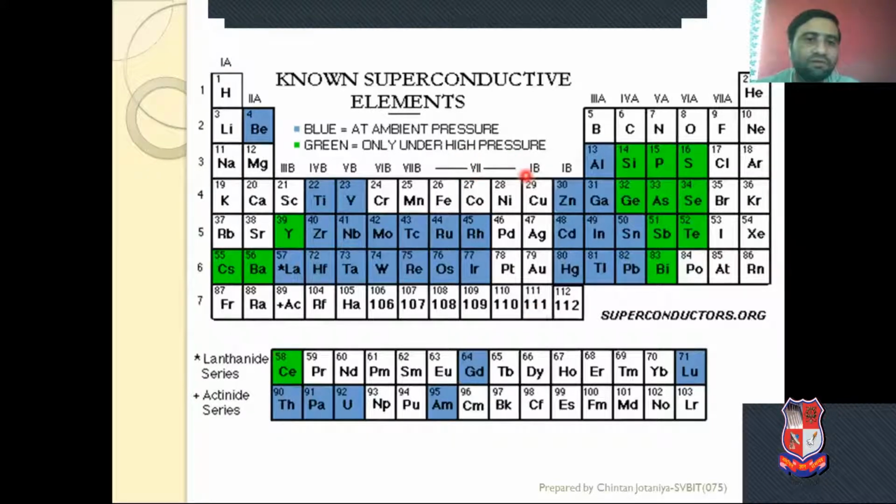So I have introduced a periodic table here. Sometimes elements show superconductivity at ambient pressure, while sometimes high pressure is needed. So the blue color is at ambient pressure, and sometimes the green color elements shown here show the superconducting nature only under high pressure. So this is for your reference only.